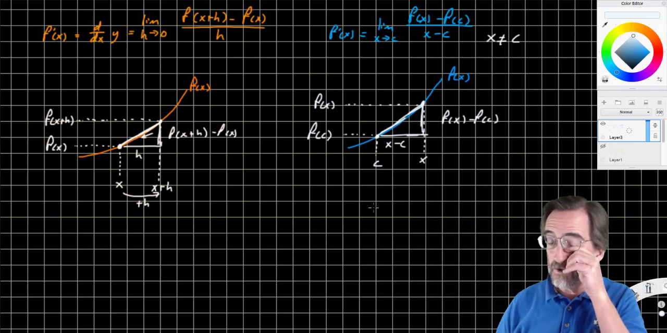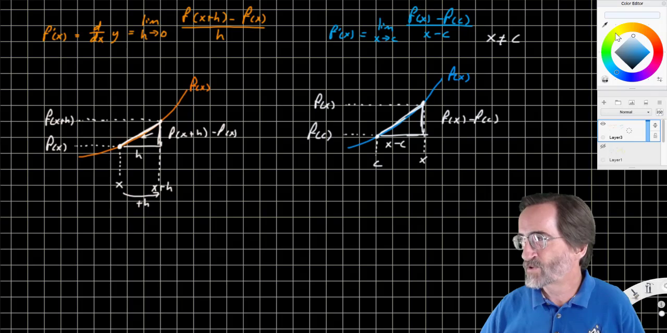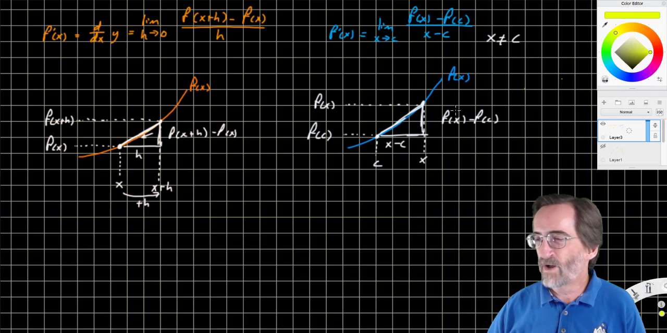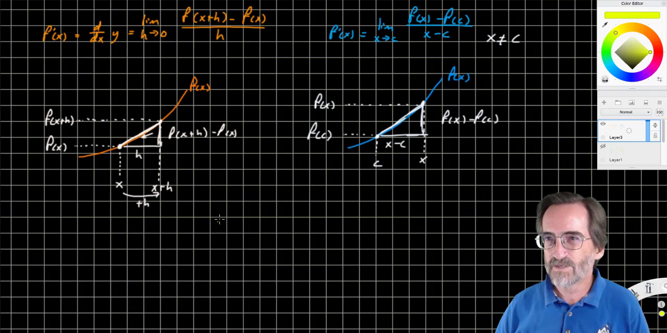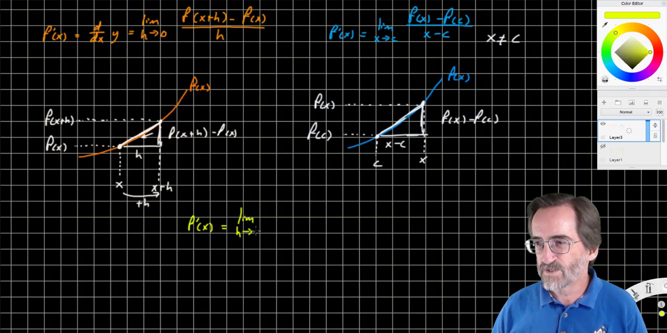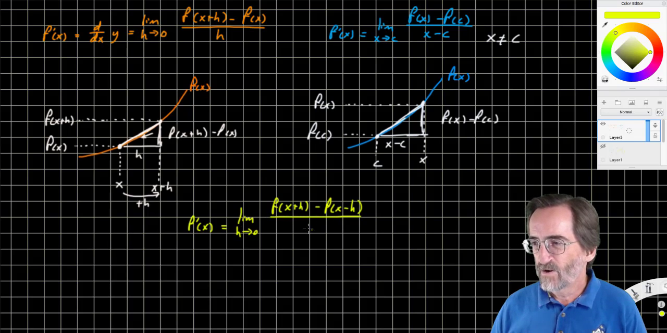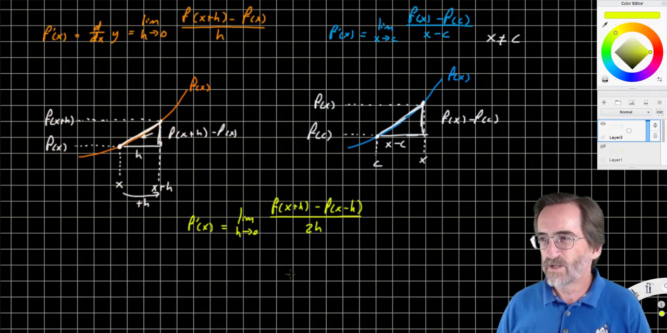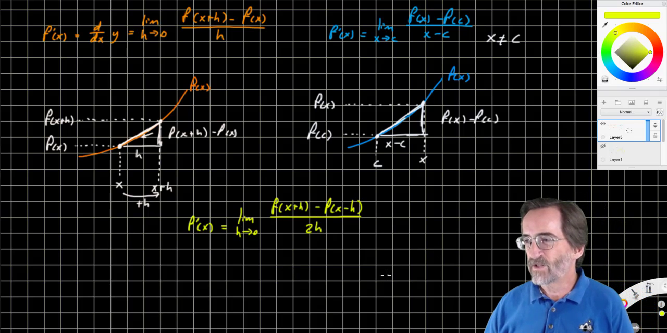Now I will mention there is another third option that can come up. I have seen it on the AP test, and that's this definition. You can call it the alternate to the alternate. It's the limit as h approaches 0 of f of x plus h minus f of x minus h, called the double-sided limit, over 2h.